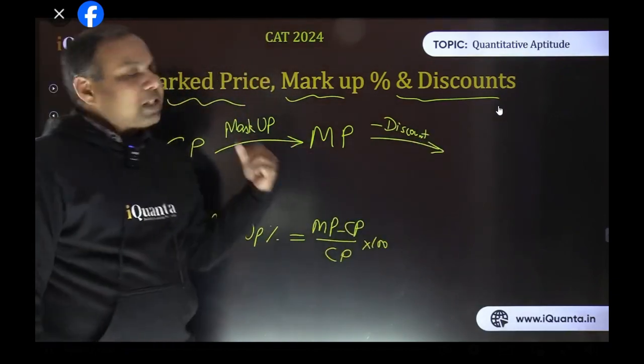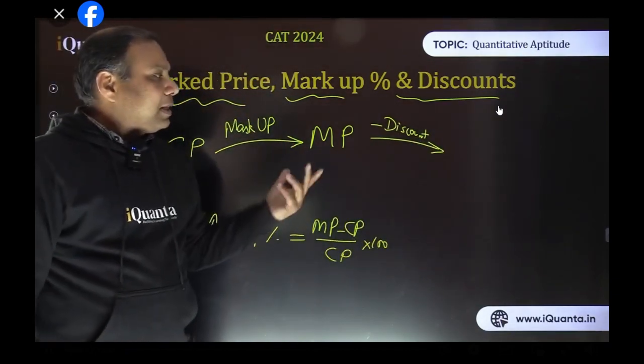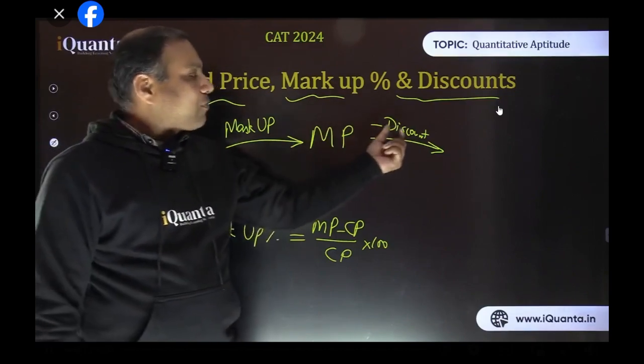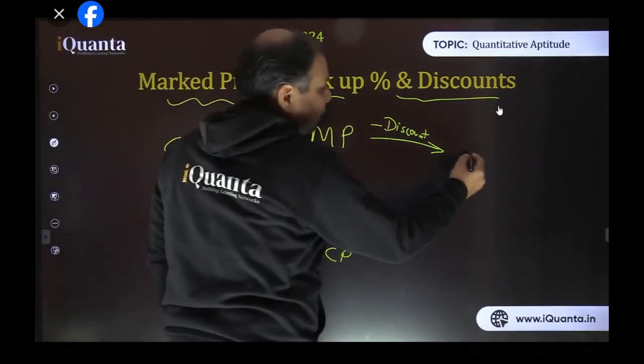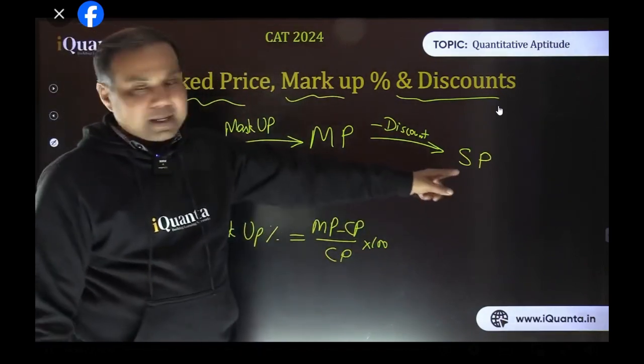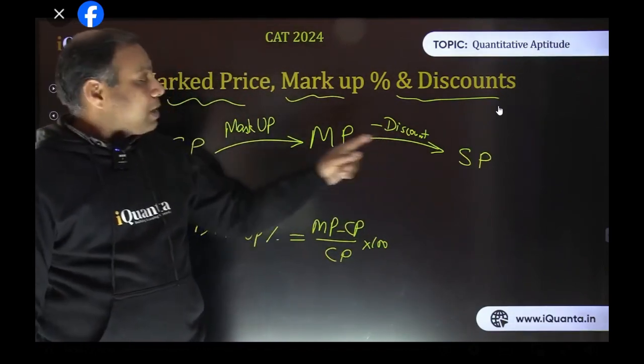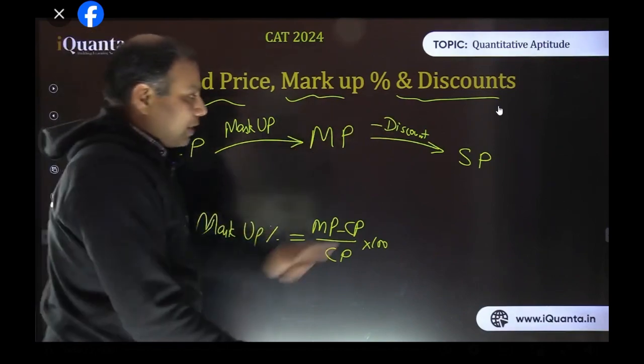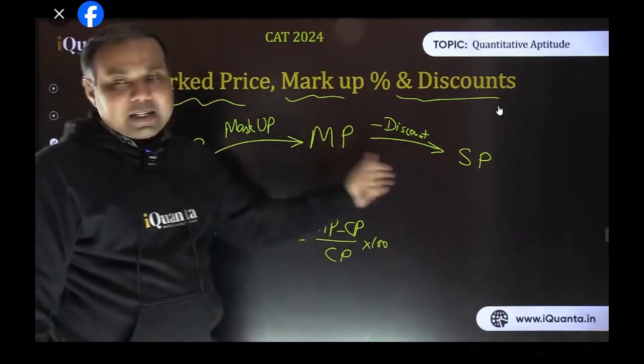This mark price is the price which is shown to the customer through any media, and certain discounts are offered on this. After subtracting those discounts, the price at which a customer purchases the article is known as the selling price for the trader. Fine, that is called selling price. Is the discount part clear? So discount is being given on mark price. This SP is the selling price, the price at which the trader is selling the article.